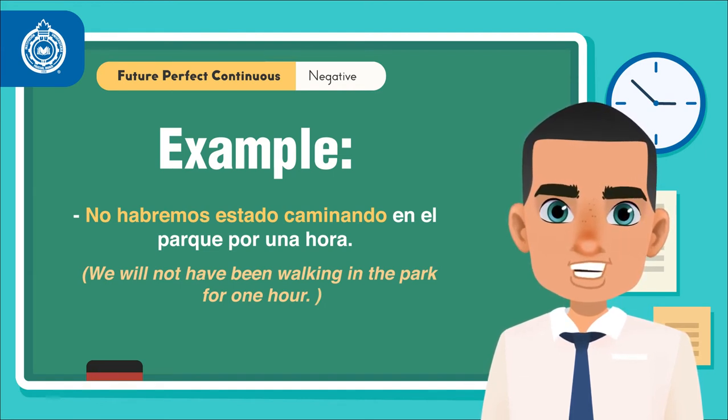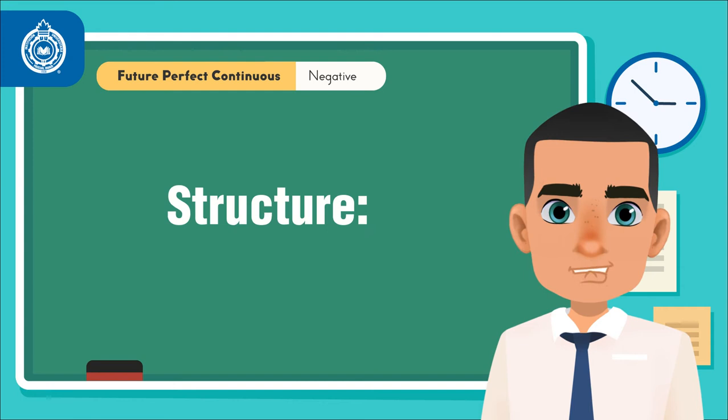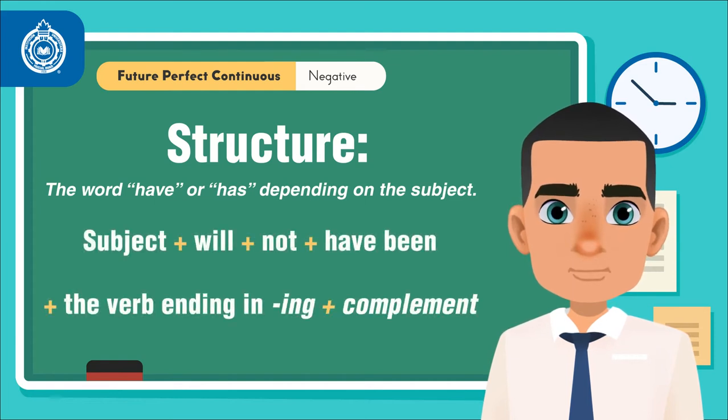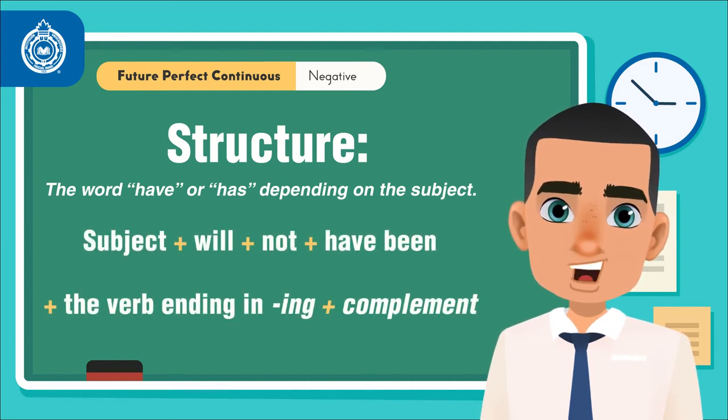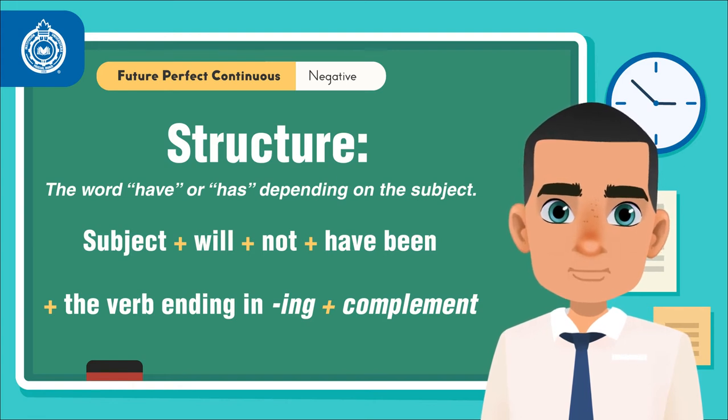Now that you have seen how to form the future perfect tense in Spanish, let's check out the English. The structure is as follows. The word have or has depending on the subject. Then, subject plus will plus the negative plus have been, the past participle form of to be, plus the verb ending in ing, and the complement if it applies.